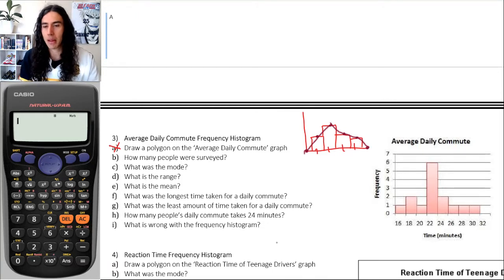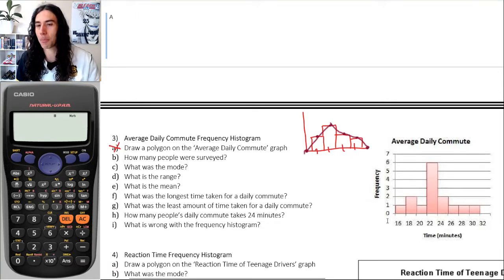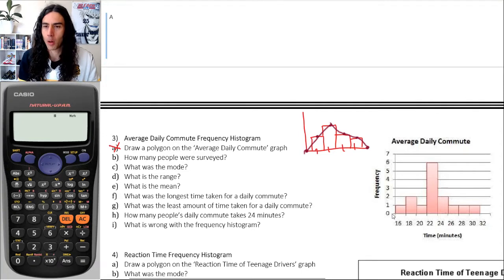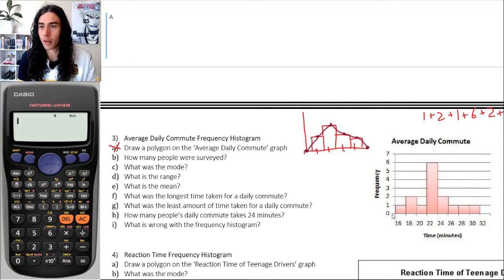Next one, how many people were surveyed? We're going to have to add up all the frequencies. We have to add up 1 plus 2 plus 1 plus 6 plus 2 plus 1 plus 1 plus 1. So 3, 4, 10, 12, 15.